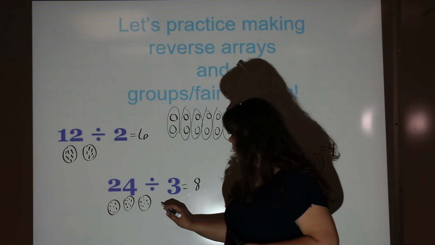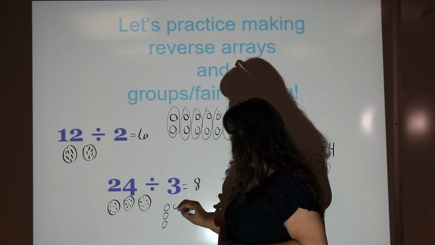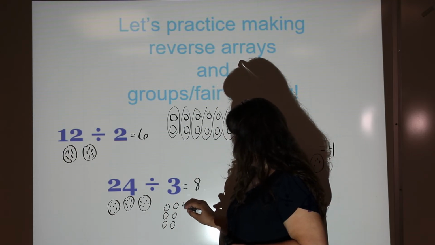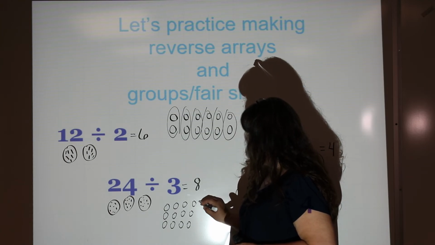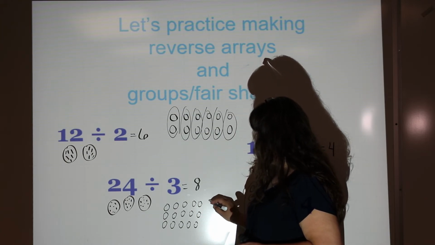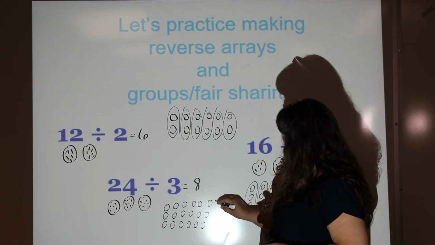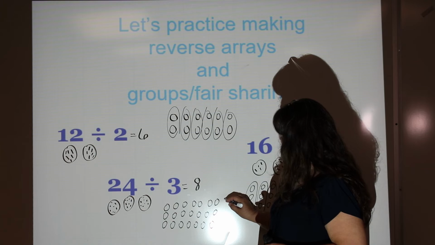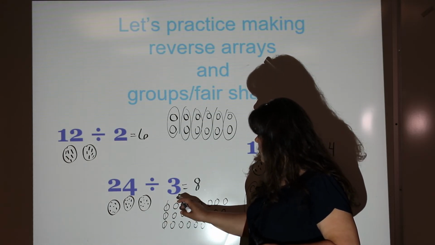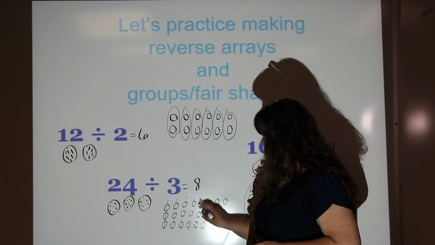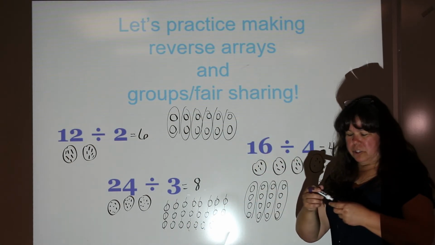24 divided by 3. I'm going to have 3 going down. 1, 2, 3. And I keep going. 4, 5, 6, 7, 8, 9, 10, 11, 12, 13, 14, 15, 16, 17, 18. Checking to make sure I don't go too far. 19, 20, 21, 22, 23, 24. How many rows do I have? Columns. 1, 2, 3, 4, 5, 6, 7, 8. Wow, I've got the same quotient.